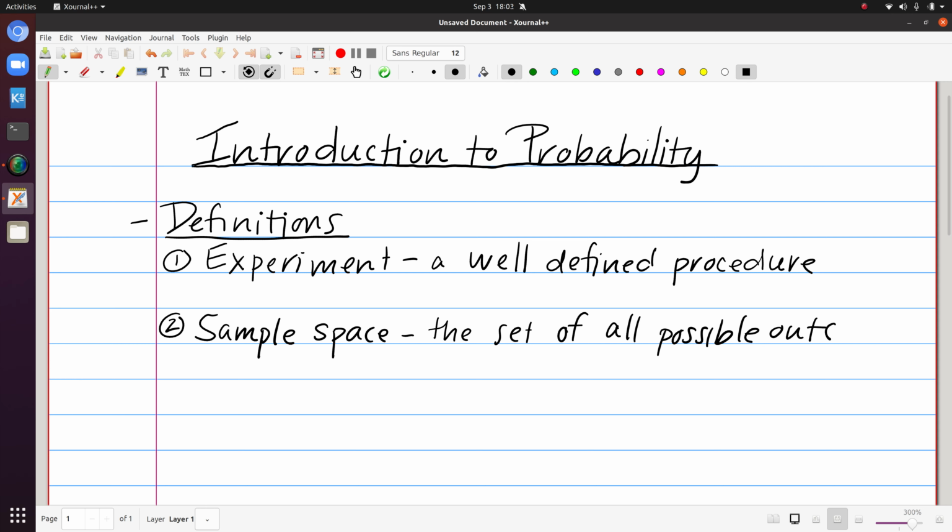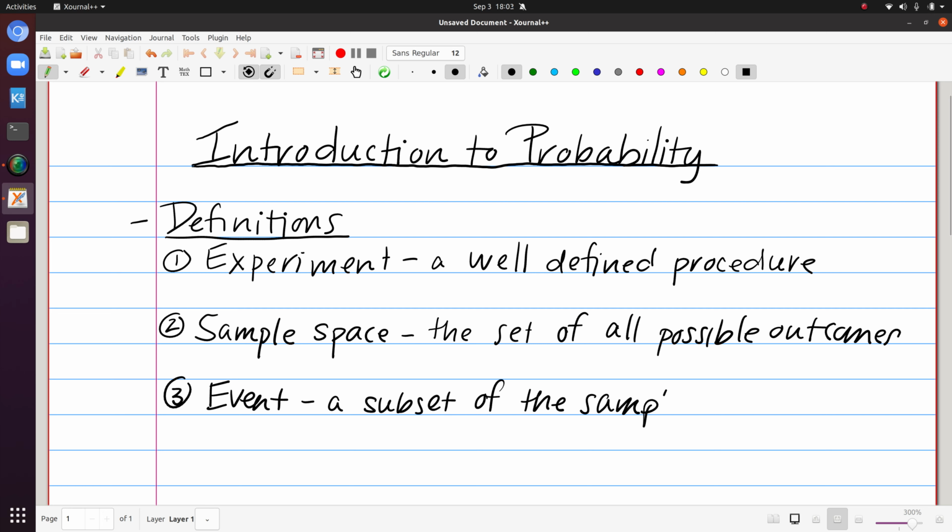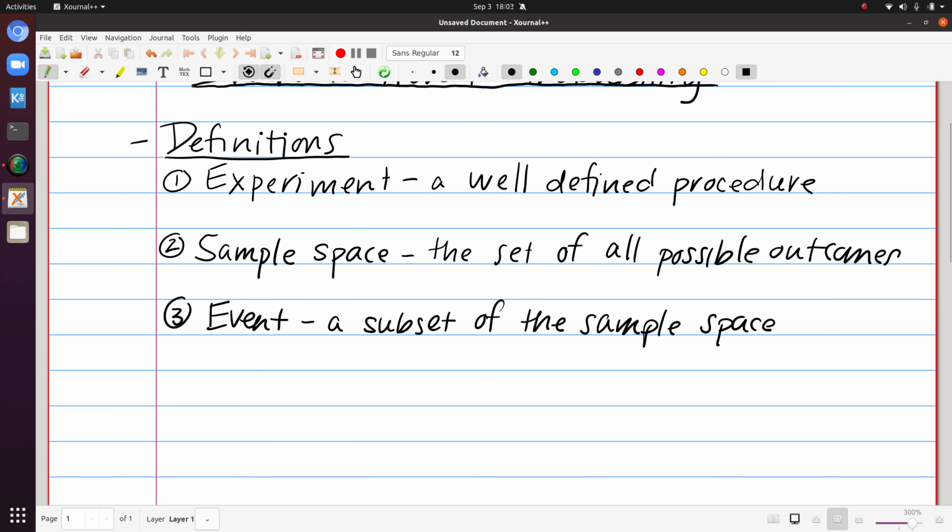for our particular experiment. And then finally, when I refer to an event, this is a subset of the sample space, meaning a subset of outcomes that are possible. When we talk about probability, we're going to be talking about the probability of an event occurring, and we'll see that we typically will use a capital P, and in parentheses, we'll put the name of our event.